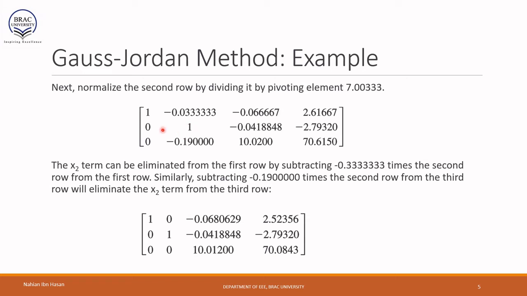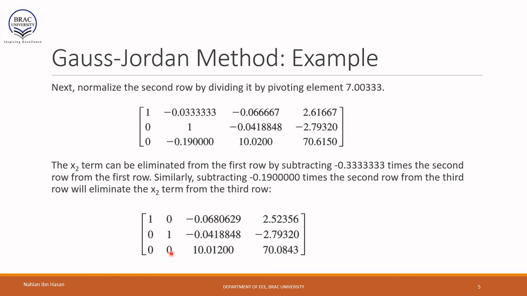And then we multiply the second row by minus 0.19. As a result, this diagonal element term will become minus 0.19, and then we subtract the whole second row from the third row. As a result, this term, which is under the principal diagonal, will become 0.